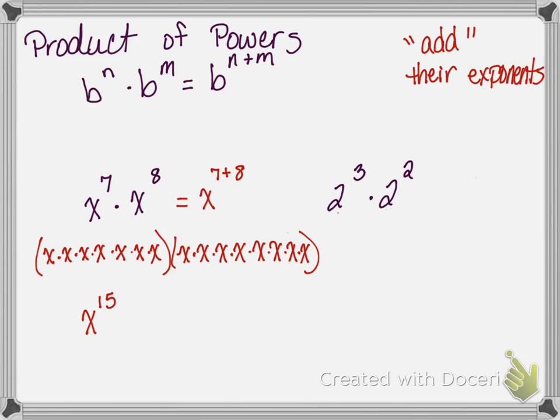The next one has numbers in it, so we can actually figure out the values. So using this property, I've got 2 to the 3rd times 2 squared. So 2 to the 3rd times 2 squared is the same thing as 2 to the 3 plus 2.